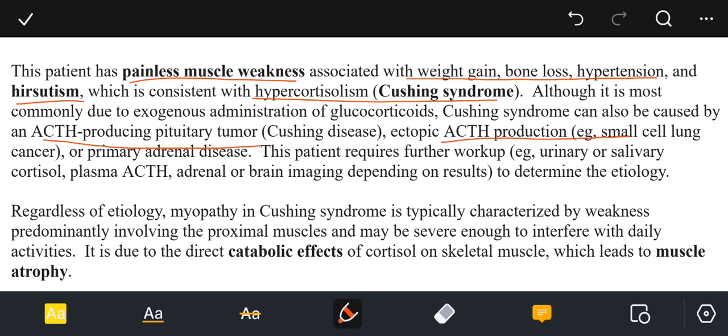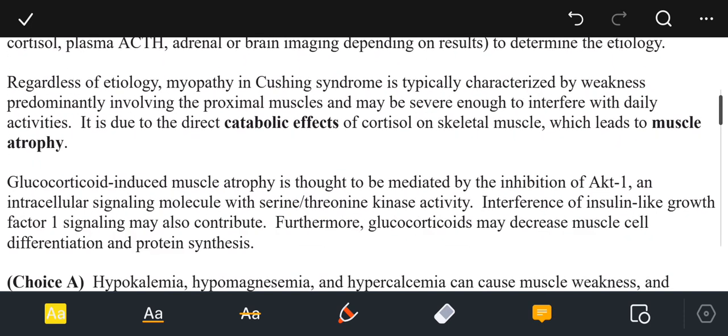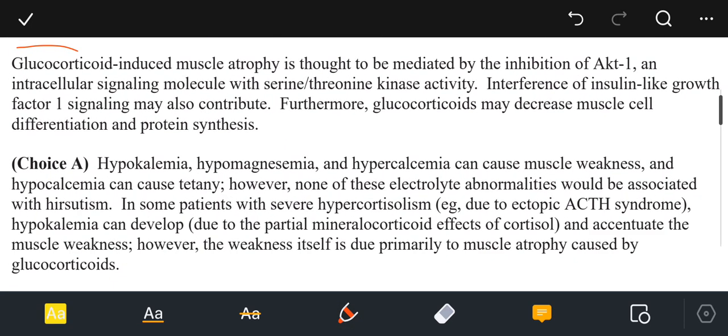Regardless of the etiology, myopathy in Cushing syndrome is typically characterized by weakness predominantly involving the proximal muscles and may be severe enough to interfere with daily activities. It is due to the direct catabolic effects of cortisol on skeletal muscle, which lead to muscle atrophy. The glucocorticoid induced muscle atrophy is thought to be mediated by inhibition of AKT1, an intracellular signaling molecule with serine threonine kinase activity. Interference with insulin-like growth factor 1 signaling may also contribute. Furthermore, glucocorticoids may decrease muscle cell differentiation and protein synthesis.